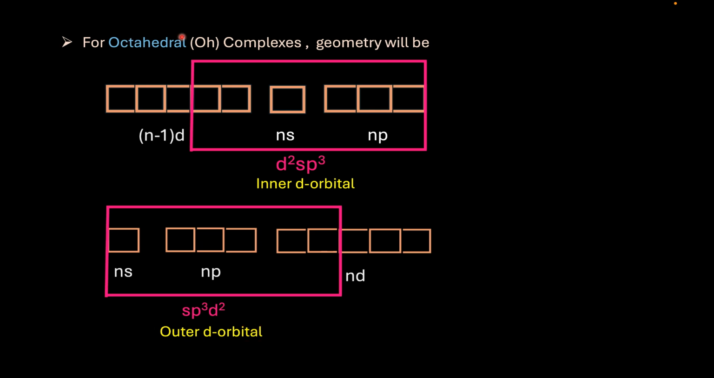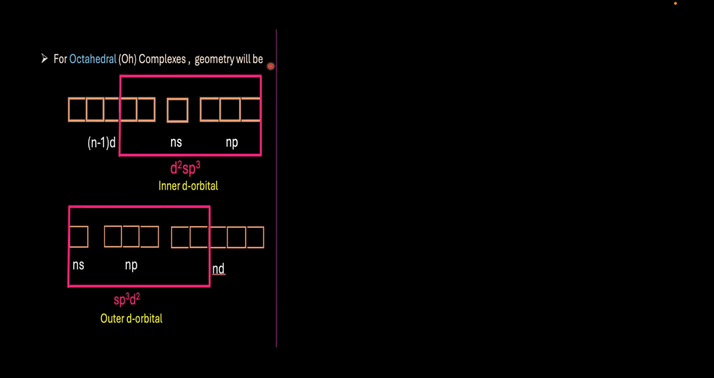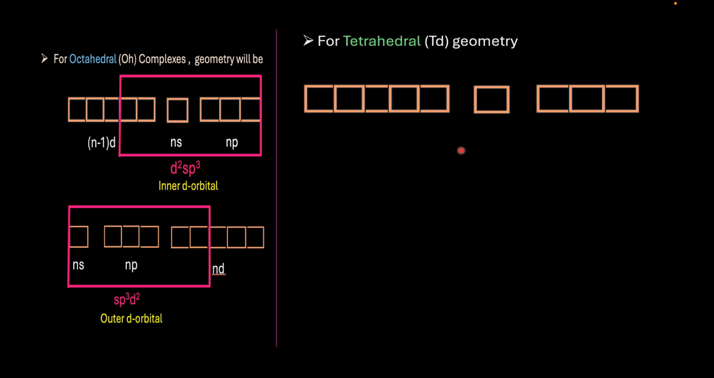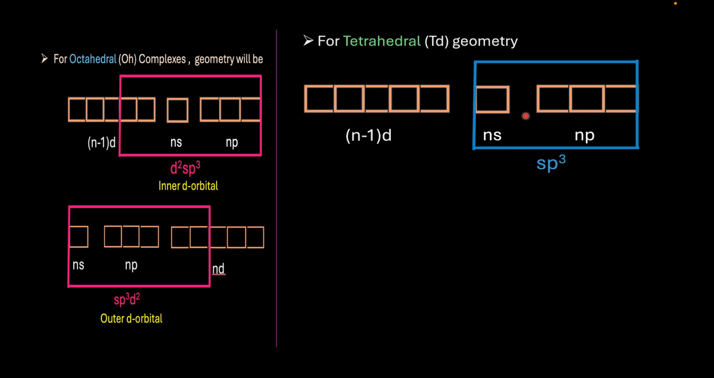So this is for octahedral complexes. Okay. So what will happen to the tetrahedral geometry? For tetrahedral geometry, the hybridization will be sp3 or sd3. First let us discuss sp3. Again we have to take n-1 d orbital, ns orbital, np orbital. If the orbitals participating in coordination bonding are s and 3p, then it is known as sp3 hybridized.